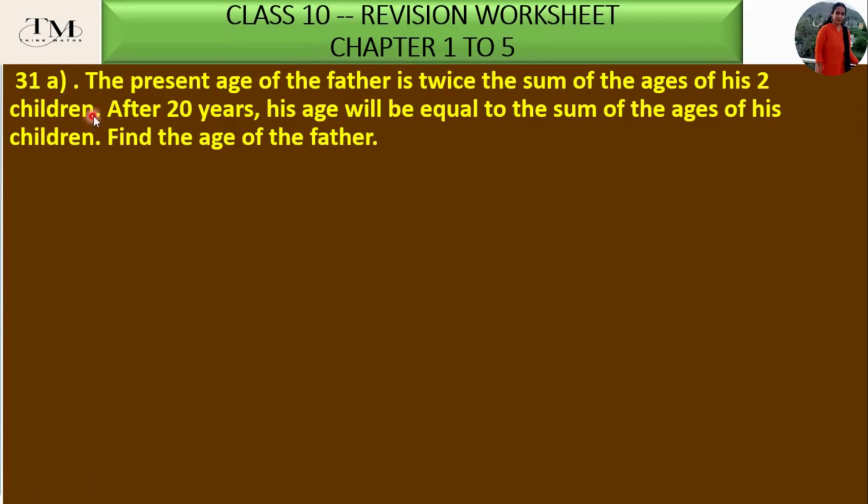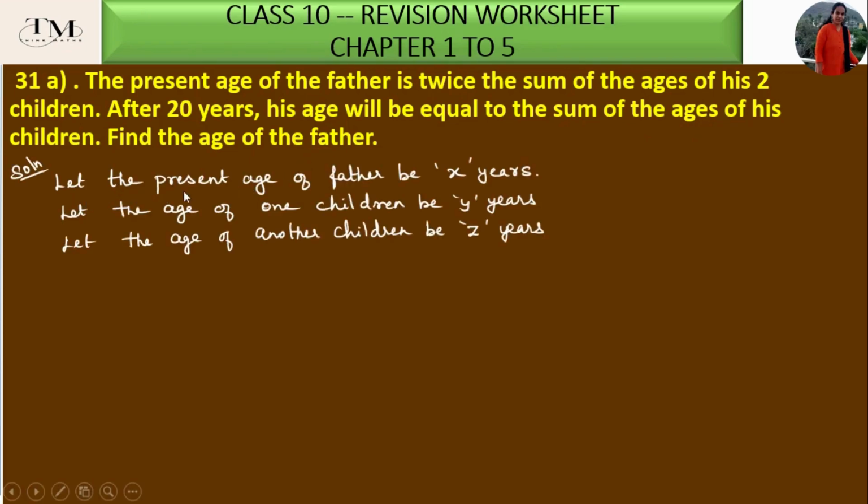So what is question A? The present age of the father is twice the sum of the ages of his two children. After 20 years, his age will be equal to the sum of the ages of his children. We have to find the age of the father. So first let us assume their ages. Let the present age of the father be x years, and in the same way let the present age of one child be y and the other child be z.